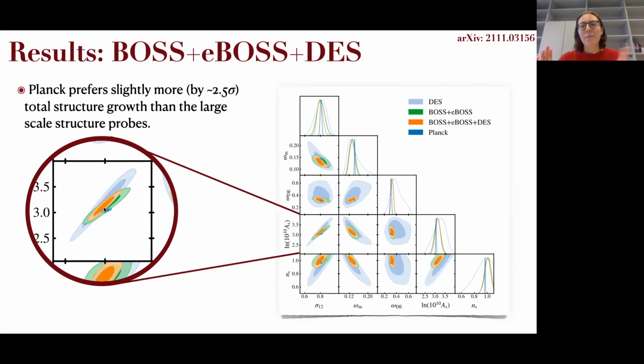You don't need to think about any kind of recleansing amplitude parameters. So here, for a selected value of sigma 12, Planck prefers a lower value of A_s, so more total structure growth than the large-scale structure probes. And the significance of this difference is around 2.5 sigma, so it's very similar to what we see in S8.